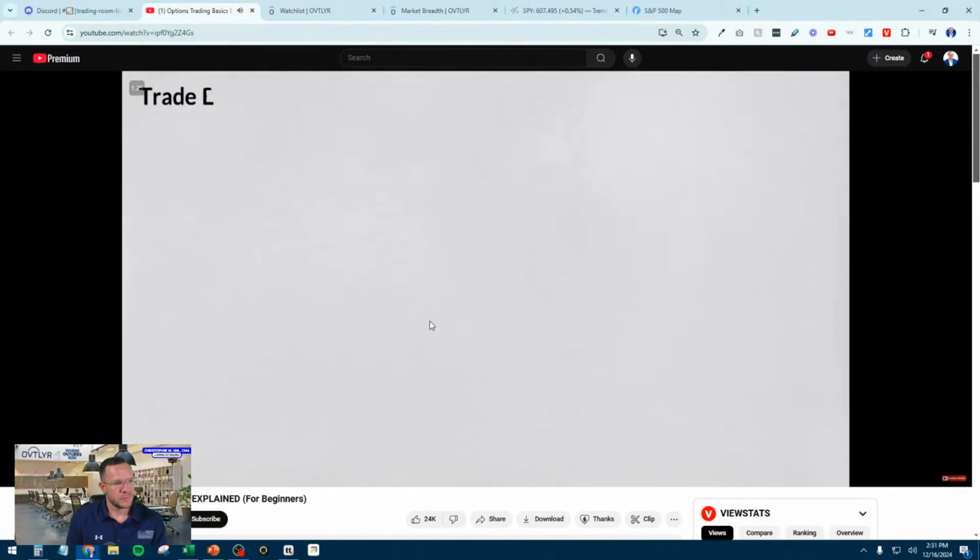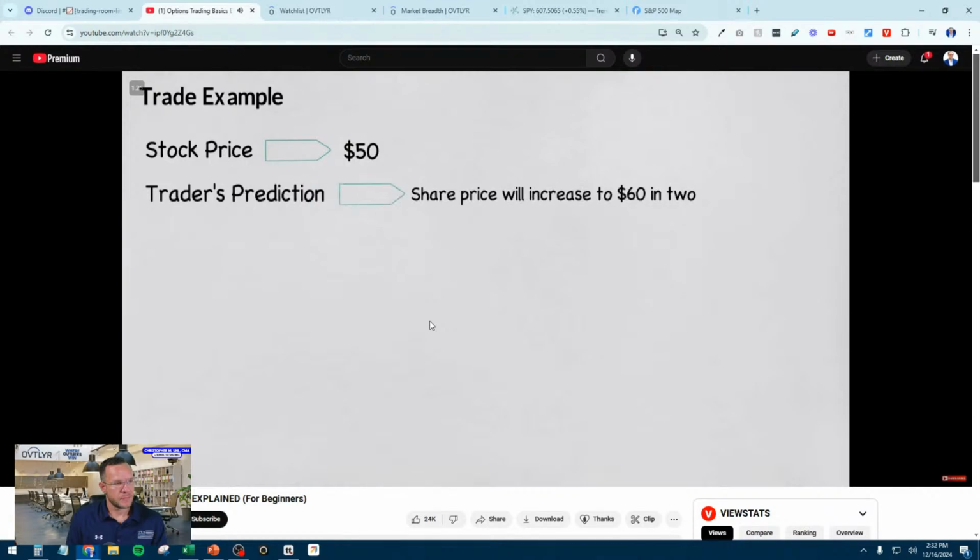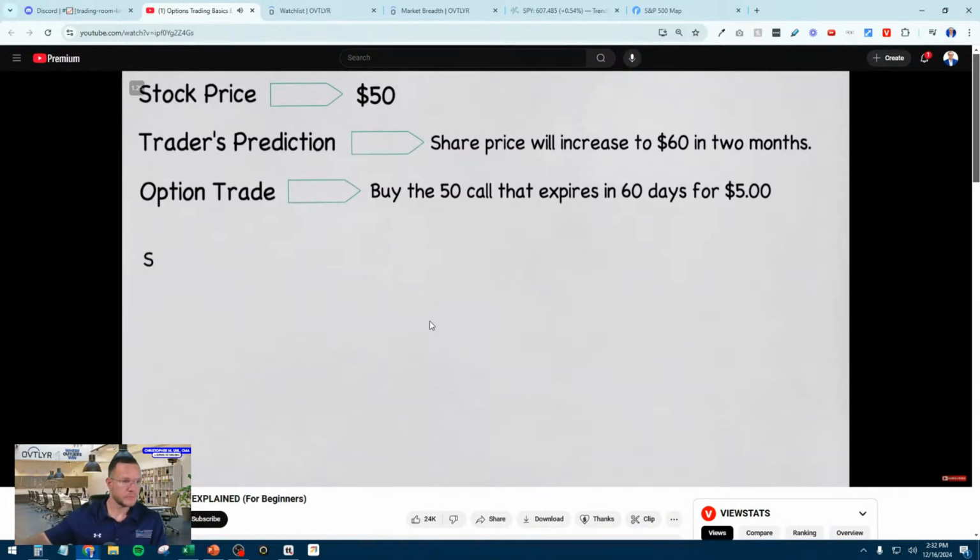So let's go over a more specific call option trade example so you can better understand how the position would work out in certain scenarios. Let's say we have a stock and the price is currently at $50. And let's say a trader's prediction is that the share price will increase to $60 in 2 months. Now, the hypothetical option trade would be to buy the 50 call that expires in 60 days. And let's say we buy that call for $5.